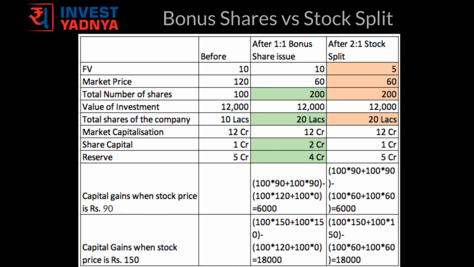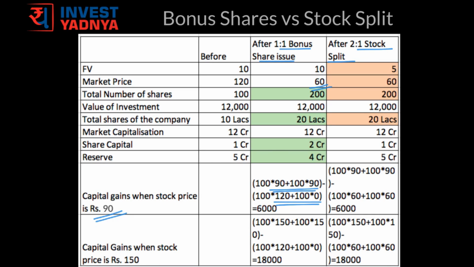Let us see how capital gains would be calculated in case of a bonus share issue and in case of a stock split. Now the market price of the shares after the bonus share issue or the stock split is rupees 60. Let us assume that the share price increases to rupees 90 and you decide to sell your shares. We know capital gains is calculated by subtracting acquisition cost from your selling price.